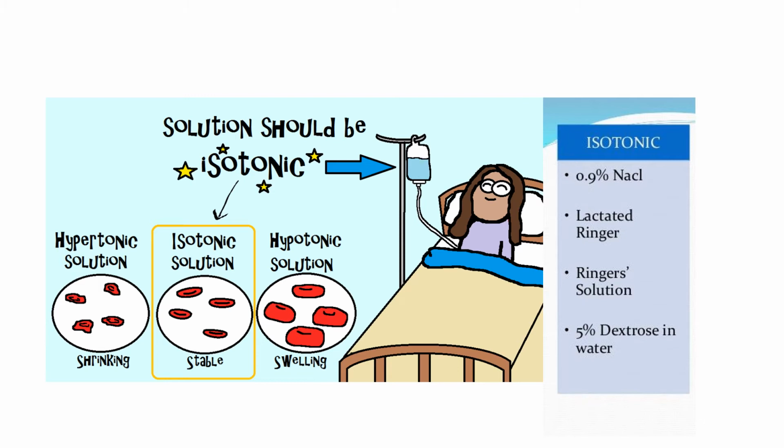So it is very important in clinical physiology that whenever a patient with dehydration has to be supplemented with IV fluids, it should be isotonic. With an isotonic fluid, there will be no net movement of water into or out of the cell. It will be a balanced cycle of entry and exit of water, so there will be no net diffusion of water. These isotonic solutions are 0.9% sodium chloride, lactated Ringer's, or 5% dextrose in water.